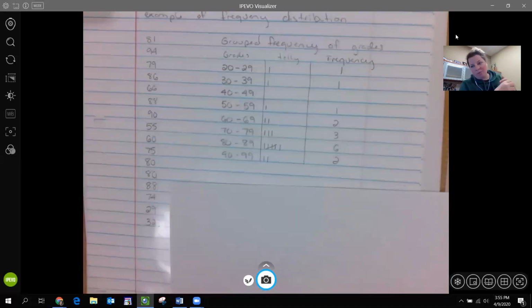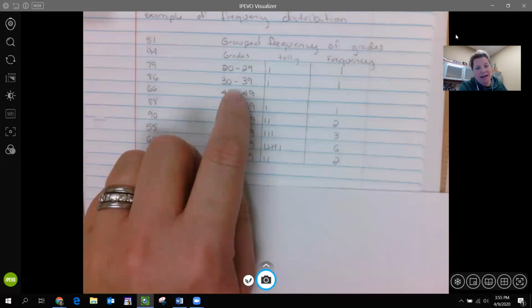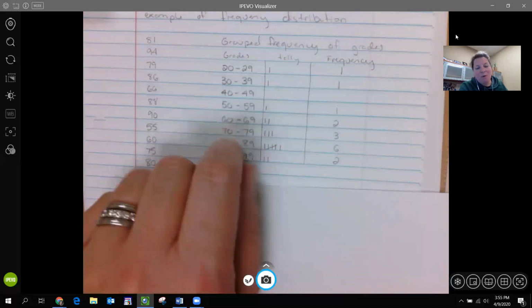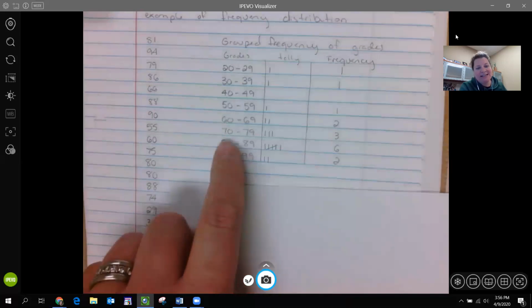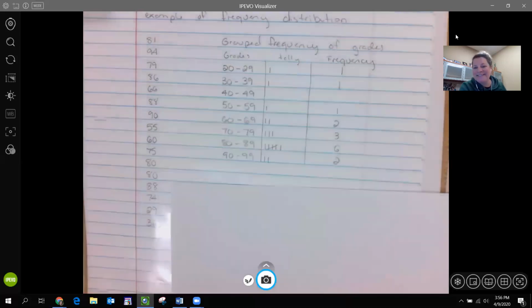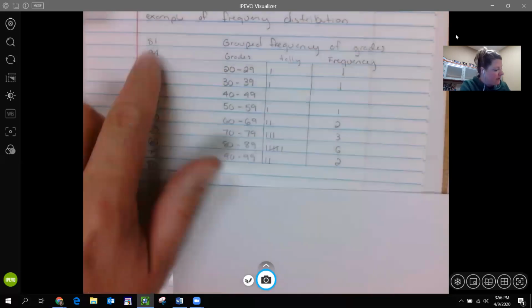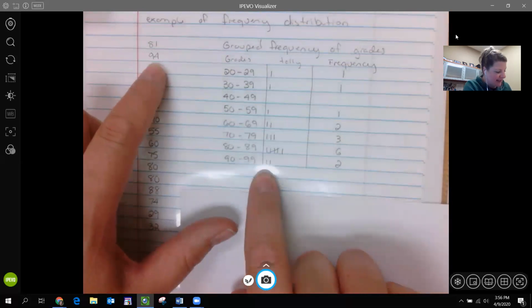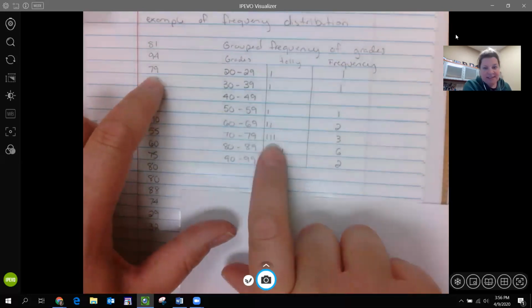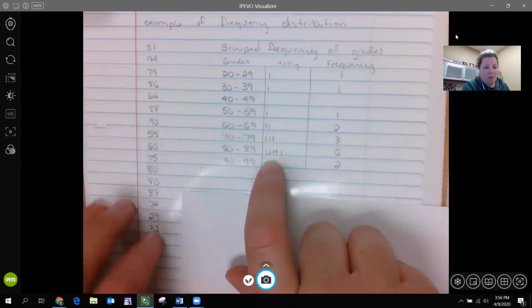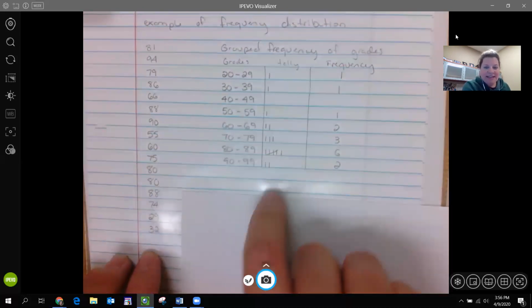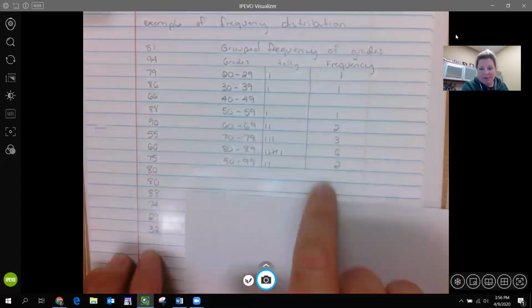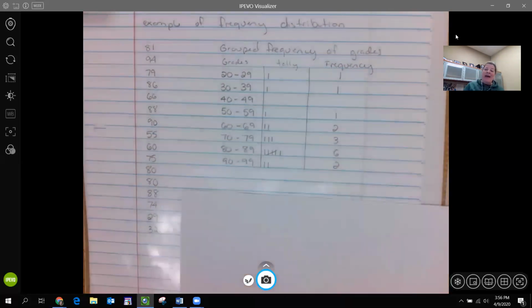So this is called a group frequency, which is kind of common only because it goes from 20 to 29, 30 to 39, 40 to 49, and so forth. Basically, it's like A, B, C, D, F. So what we would do is we would see 81 and we would put a tally here. And we'd see 94 and we'd put a tally here. And we'd see 79 and we'd put a tally up here. And we would just go through in order so we don't miss a number. And then we'd tally them up and then we can make our frequency. So that would be a way to show your grouped frequency.